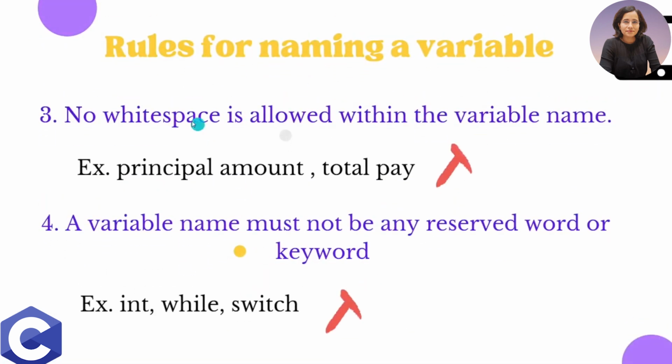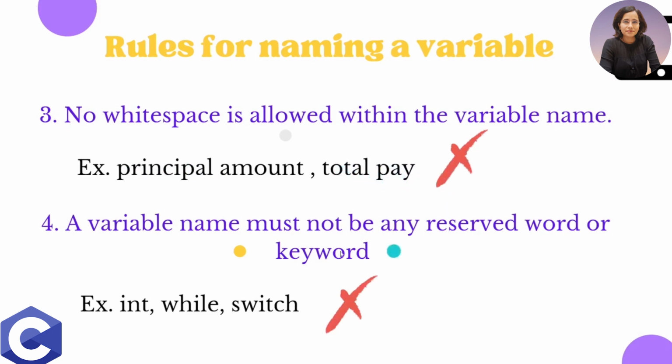No white space is allowed. You cannot give the space in between the variable. So here you can see this example. I am writing principal space amount, which is not allowed. Similarly, one more example I have mentioned here, that is total space pay. It is also not allowed.